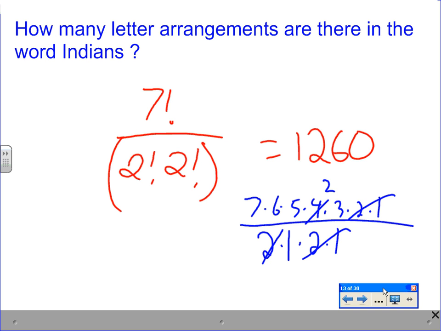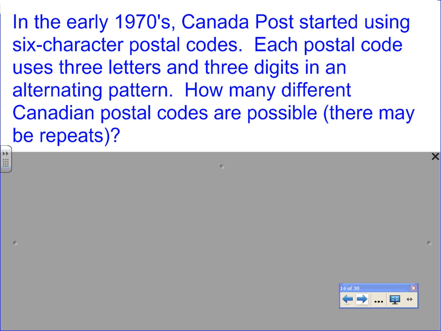Okay, so this is a long problem, but I'll read it for you. In the early 1970s, Canada Post started using 6-character postal codes. Each postal code uses 3 letters and 3 digits in an alternating pattern. How many different Canadian postal codes are possible? There may be repeats. They are not case sensitive, which means an uppercase and a lowercase are the same thing.